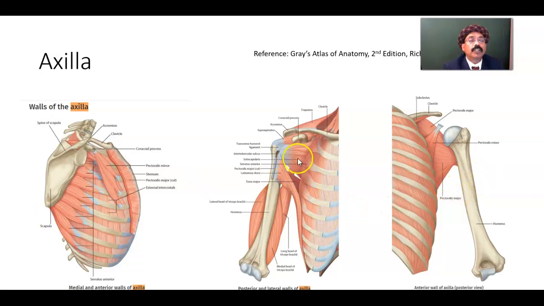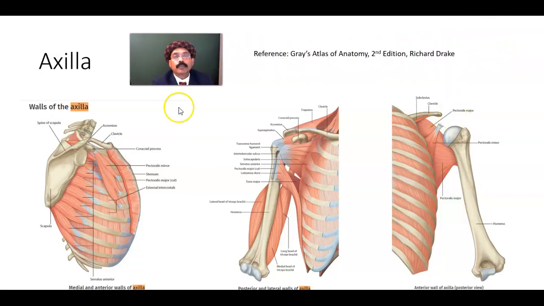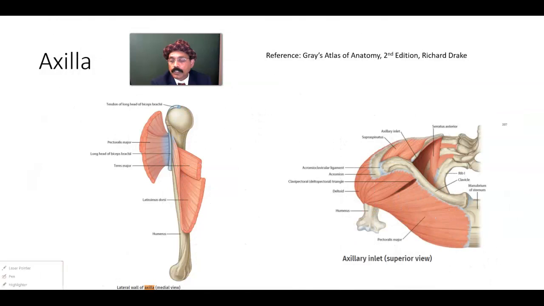The posterior wall is formed by the subscapularis, the teres major, the latissimus dorsi, and the long head of the triceps brachii muscle. Here is the posterior aspect of the anterior wall. This is the pectoralis major, pectoralis minor, and the subclavius muscle. These two muscles are enclosed by the clavipectoral fascia. We discussed the structures piercing the clavipectoral fascia. Now we'll go to here.